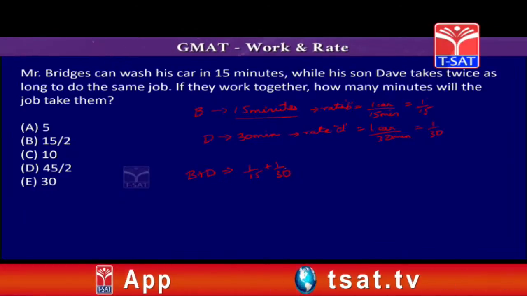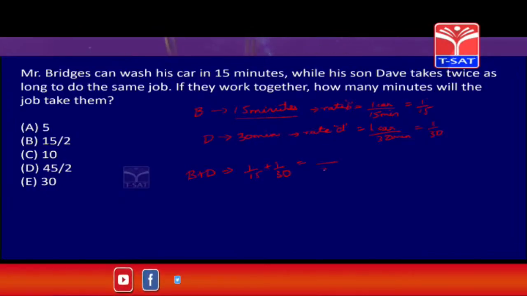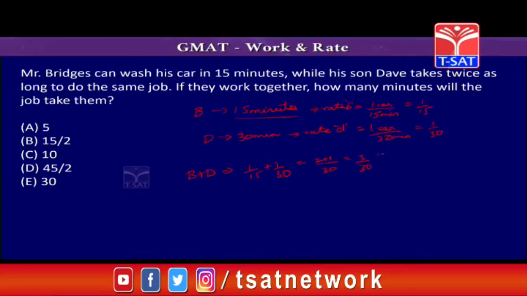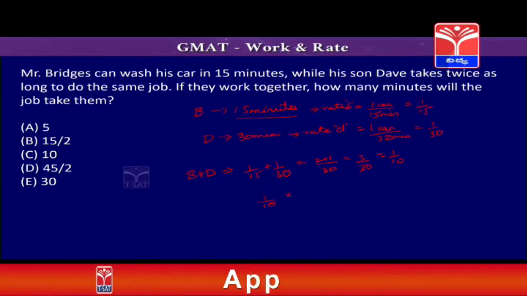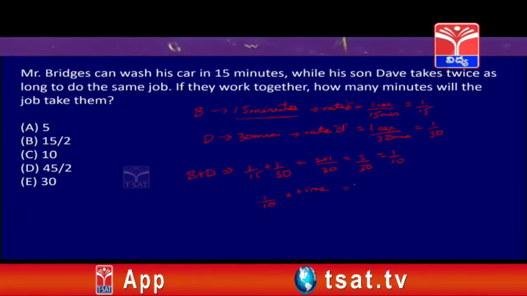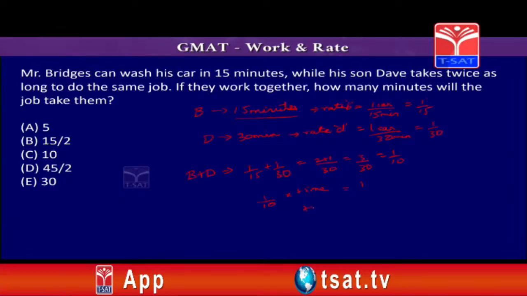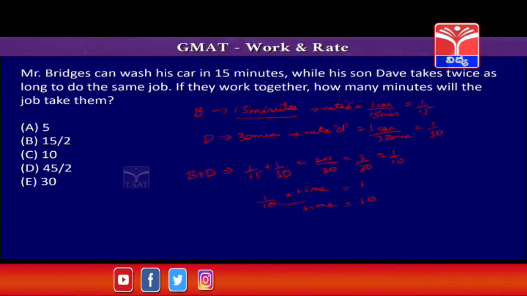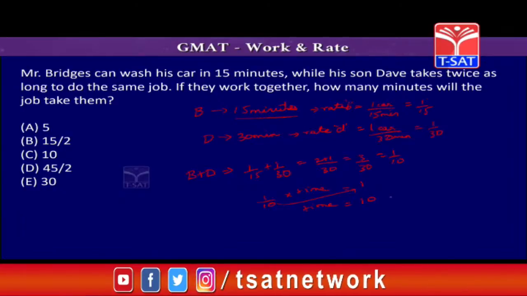And they are asking how many minutes it will take them to do the job. So the rate is 1 by 15 plus 1 by 30, which is 3 by 30, that's 1 by 10. And this rate into the time taken will be equal to the work done. They are only washing 1 car. So it is 1. Cross multiplying, time comes out to be 10 minutes.